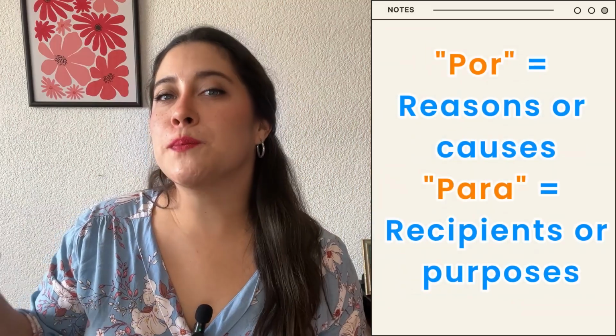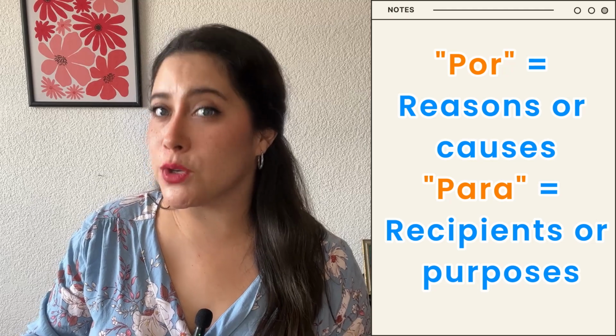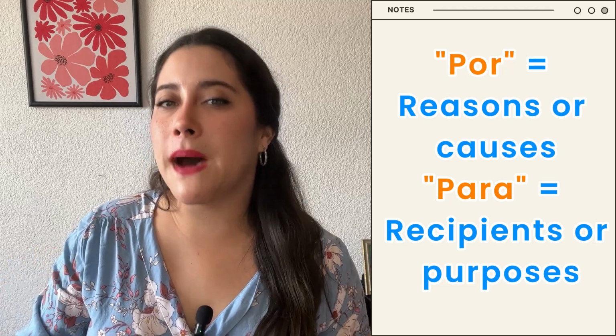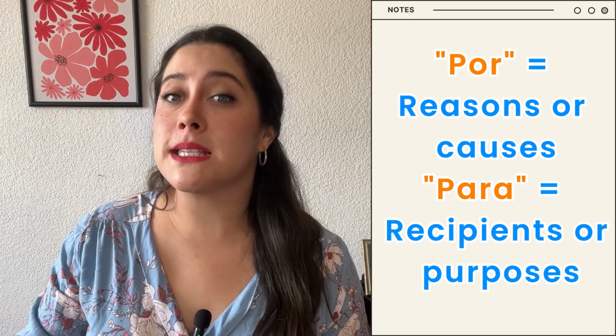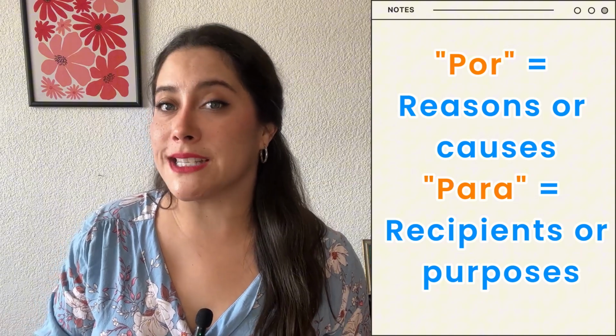Now, let's check the fourth one, misusing por and para. So essentially, these two words mean the same thing in English, for. But in order to avoid misusing them in Spanish, it's really important to take into account the fact that they're used for different purposes. So we use por when we want to talk about reasons or causes, and we use para when we want to talk about recipients or purposes. So let me show you an example.